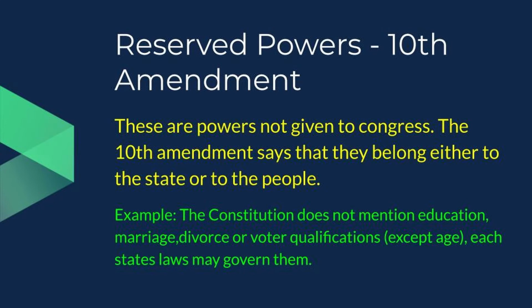Reserved powers. 10th Amendment. These are the powers not given to Congress. The 10th Amendment says that they belong to either the state or to the people. As an example, the Constitution does not mention education, marriage, divorce, or voter qualifications, except age. Each state's laws may govern them.